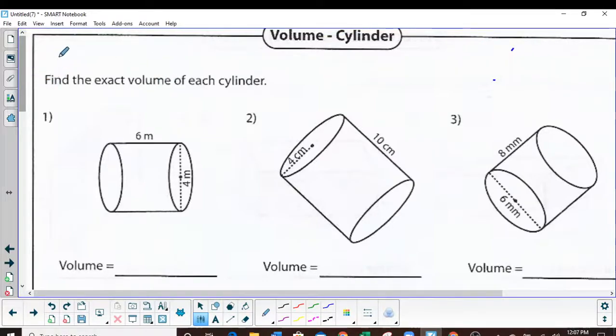so we'll have it. The volume of a cylinder is pi times the radius squared times the height of the cylinder. So there's the volume. Okay.